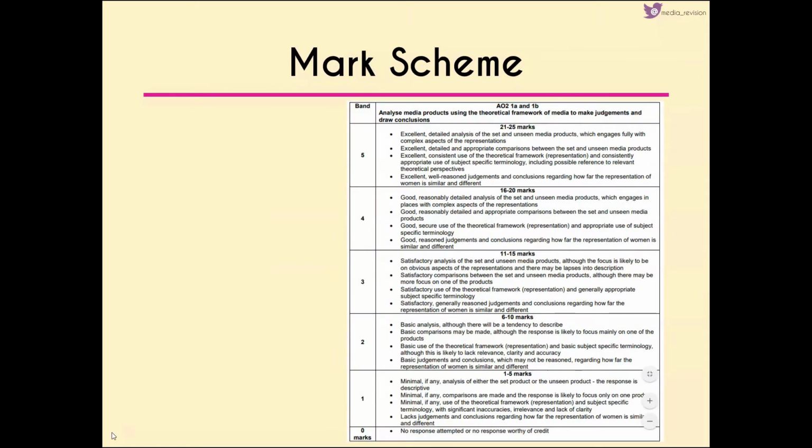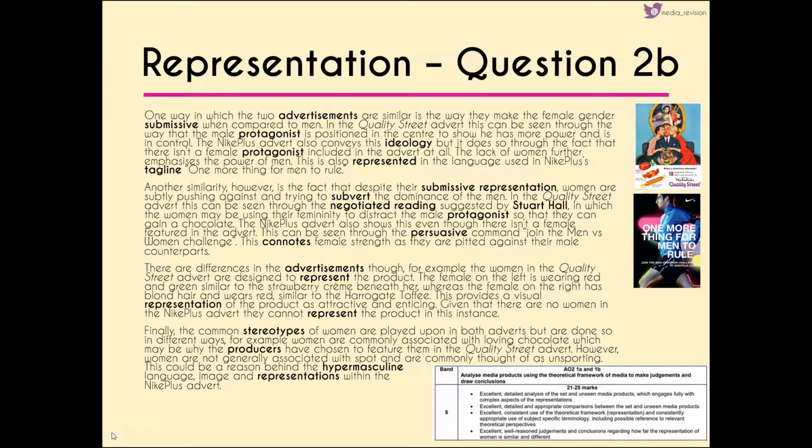Now, the mark scheme is obviously more wordy. Again, it's separated only by those key words: minimal, basic, satisfactory, good, and excellent. Okay, now, in order to get an excellent, I'm going to show you my answer, but then I'm going to tell you what I've been advised by other teachers, okay? Because I'm not sure that my answer is going to get everything within that top band. Okay, so let's have a look.